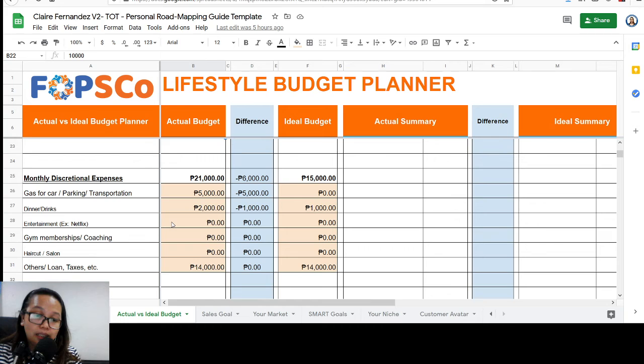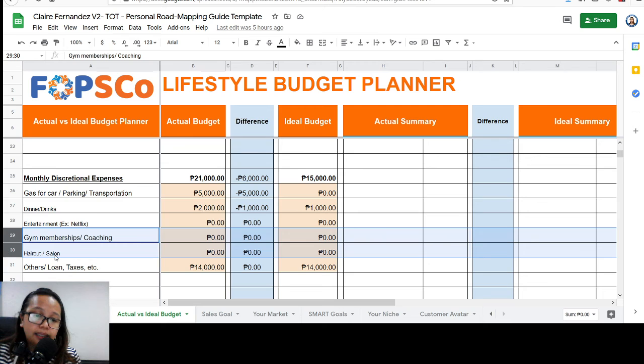For the monthly discretionary expenses, of course, we've got gas for our car. That's 5,000 pesos per month. Then we have dinner and drinks. We love wine, sometimes it's only 2,000 per month. Then entertainment, Netflix. Unfortunately, there's no internet connectivity in our house, so we don't have Netflix also. Gym membership and coaching, we also have zero. Haircut salon, zero. Other loans and taxes, 14,000 pesos for our loans and taxes. So you can just delete these columns if you don't want to put it there.